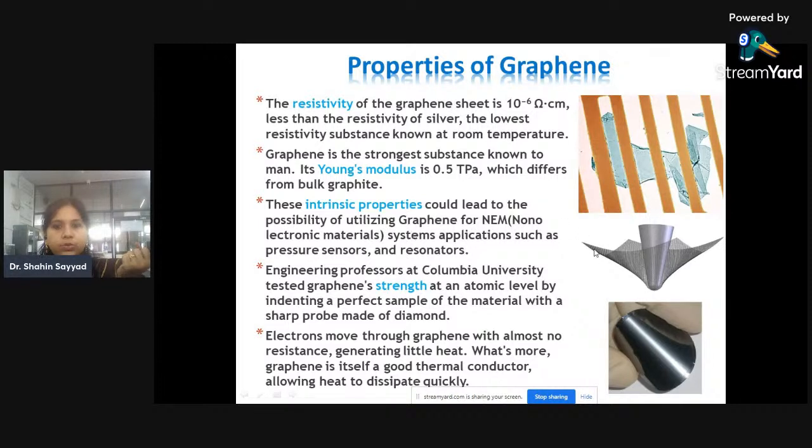So it can be used as a nanoelectronic material, as a pressure sensor and resonator because of its intrinsic properties. Graphene has high strength. It is a perfect sample of material tested with a sharp probe made of diamond. The hardness was tested at Columbia University, and it shows the high hardness and strength of the graphene sheet. And as we have seen, graphene sheets also have high conductivity.